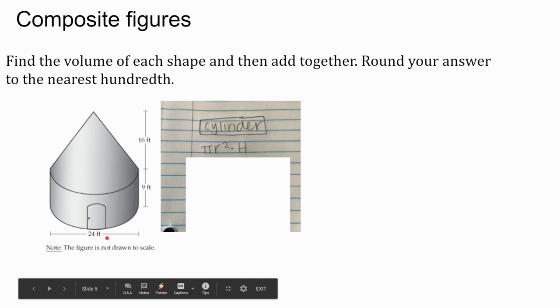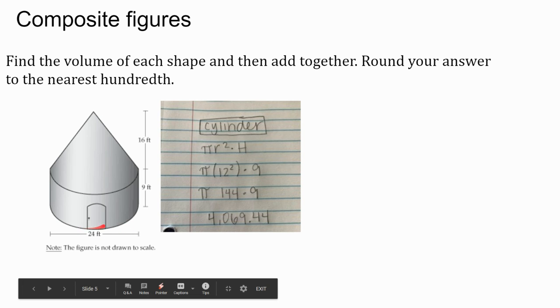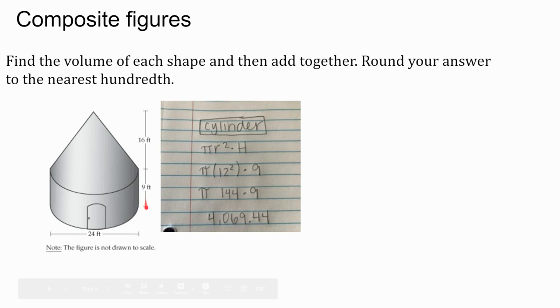So then I could solve my problem over here. My radius would be 12. My height is over here. It is 9. So I took 12 squared and I got to 144. I multiplied by 9, which gave me a volume of 4,069.44 cubic feet.